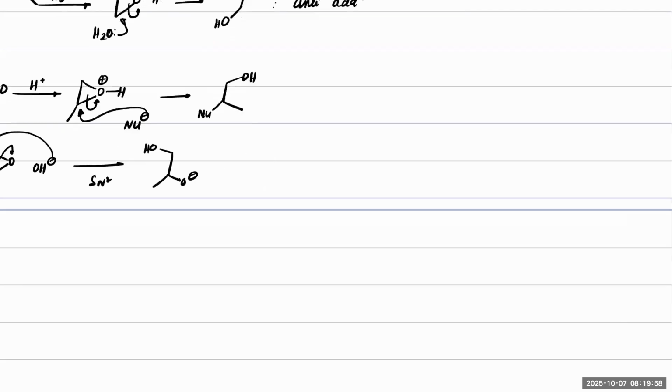Got it? And if you have a tertiary epoxide like this with acidic medium, you'll always get H plus here. That will give you almost a complete carbocation here, like this, and here is the nucleophile getting attached.